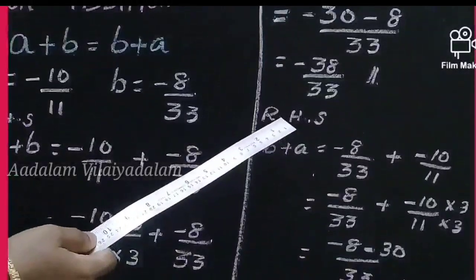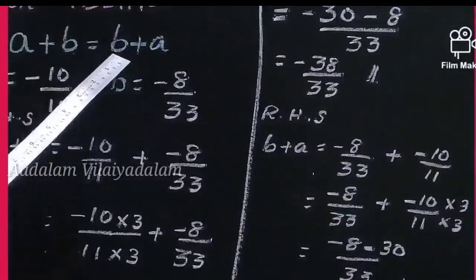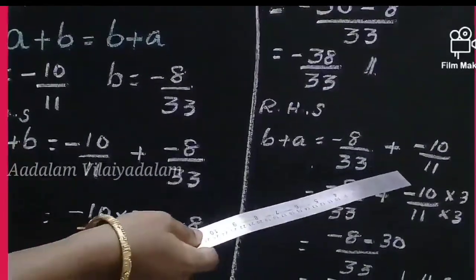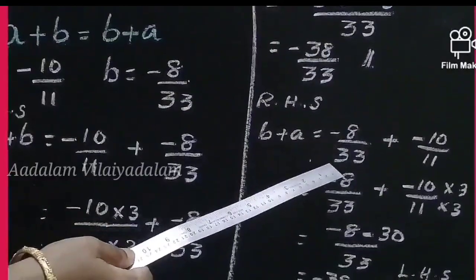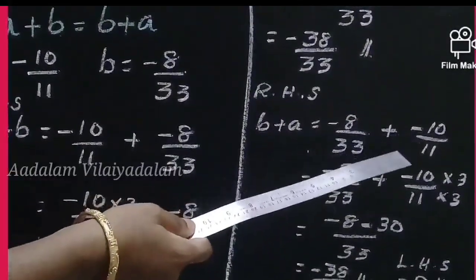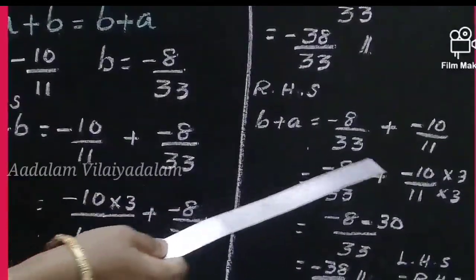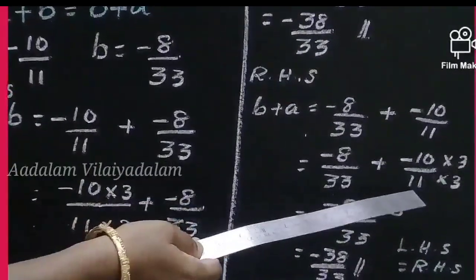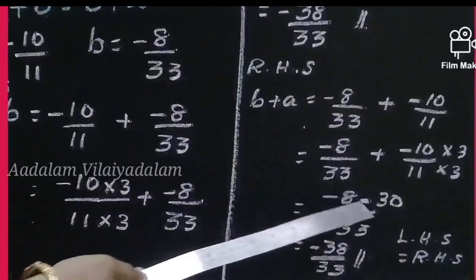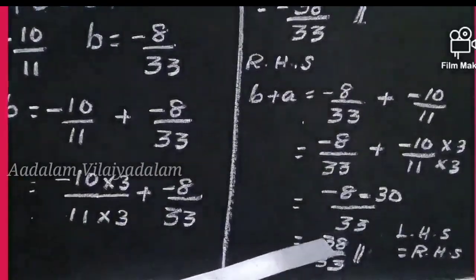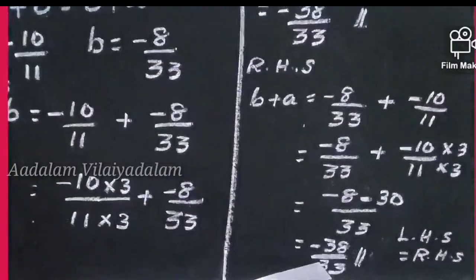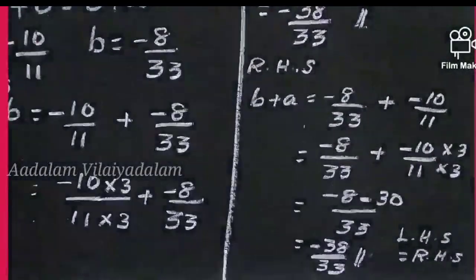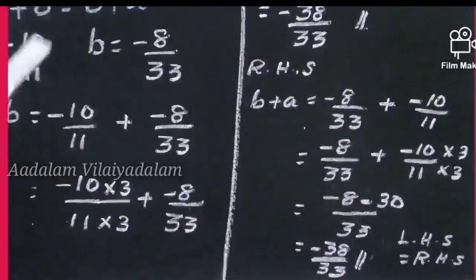Next we have to find the right hand side value, B plus A. First we have to write the B value, next the A value. So -8/33 plus -10/11. Here also we have to arrange the same denominator. So multiply by 3 and divide by 3 also. So minus 8 minus 30 is equal to -38/33. Therefore, LHS is equal to RHS. So commutative property for addition is verified.